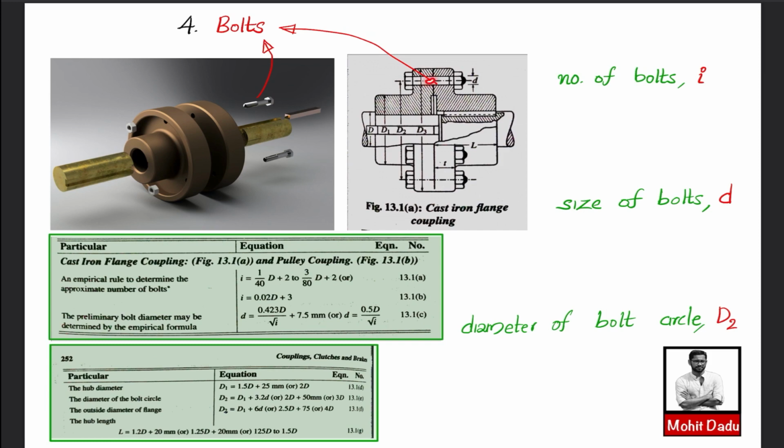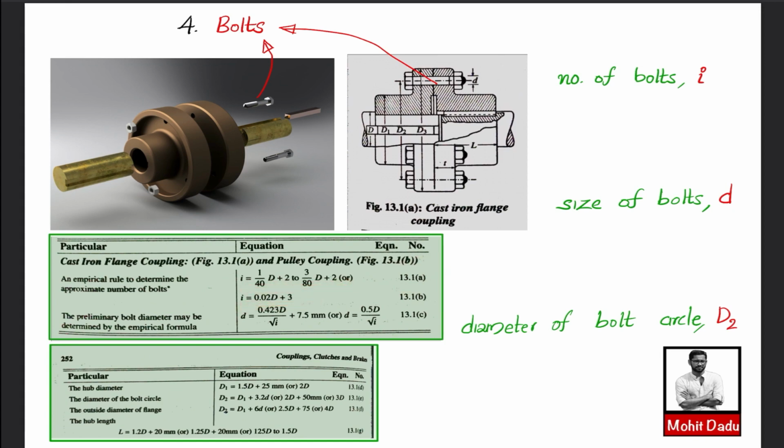So here also you can see the bolt. Bolt has the dimension, diameter, and the number of bolts. In this figure you can see one bolt coming here, another one here, another one here, or here. Usually 4, 6 or an even number of bolts are used. We have an empirical relation for finding the number of bolts, that you can see here in equation 13.1a. I is the number of bolts. You can use any of these equations.